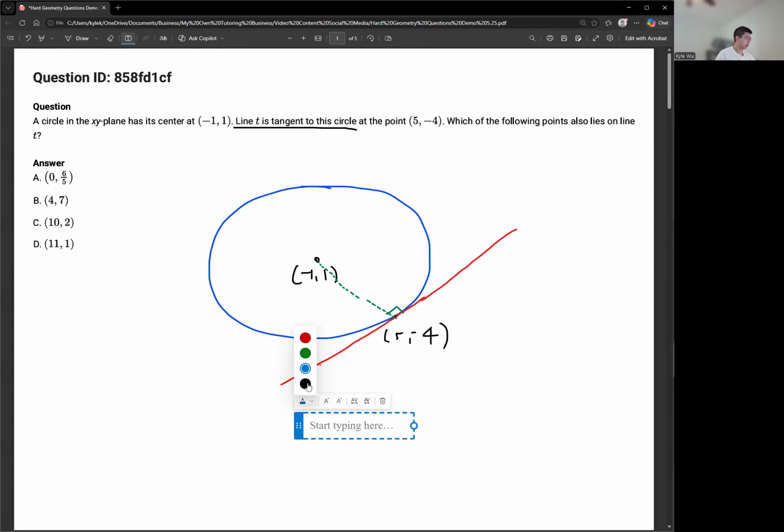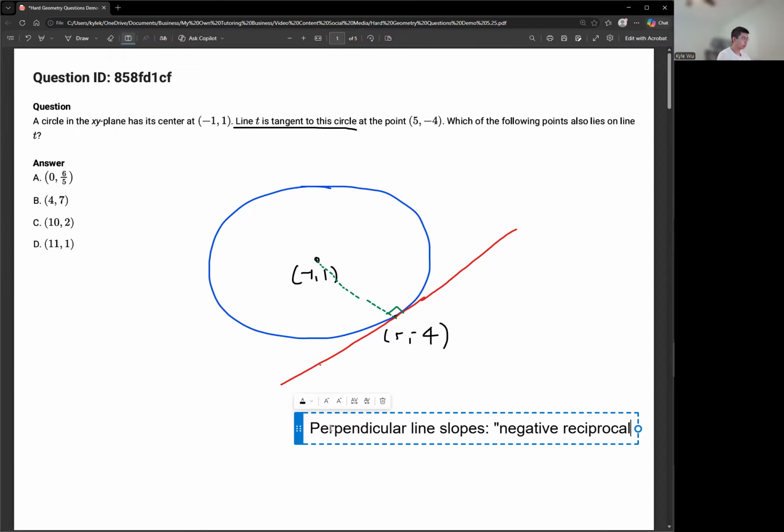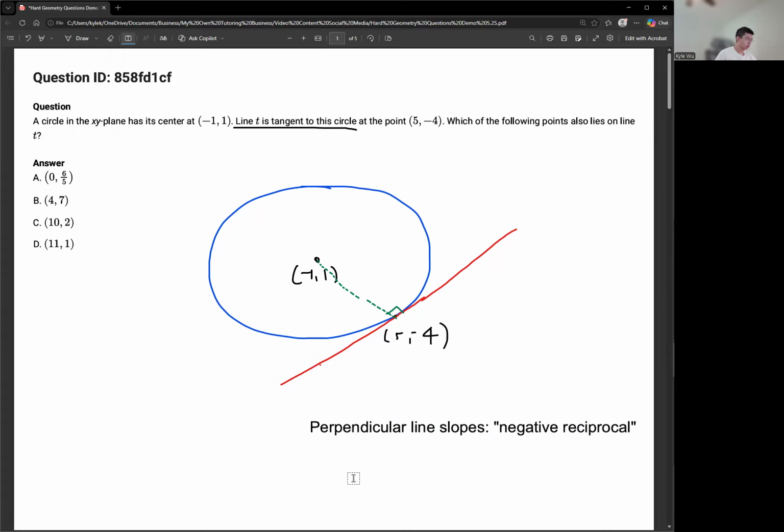So let me write this out for you. Perpendicular line slopes. I want you to remember the phrase negative reciprocal. So two lines that are perpendicular to each other, their slopes will be the negative reciprocal. Okay, so you take the negative of a number, then flip it around, right?